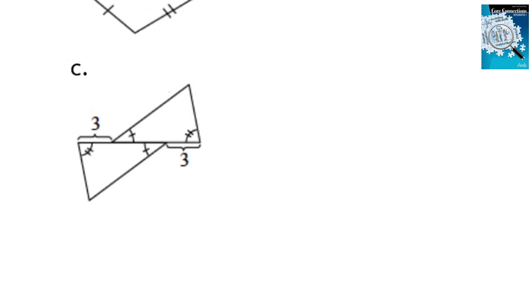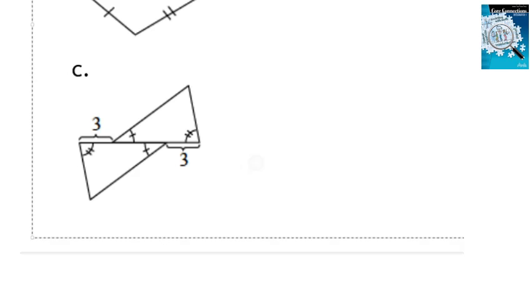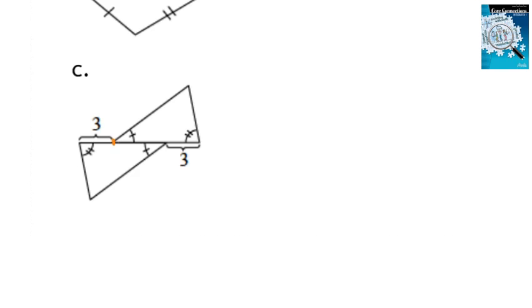Let's see this one right here. Oh, interesting. This is tricky. I like this. I didn't see this coming. So they've shown me that these little pieces off on the side are 3. And I'm going to mark those up too. I'll mark those in green. So this little piece right here is 3. And this little piece right here is 3.